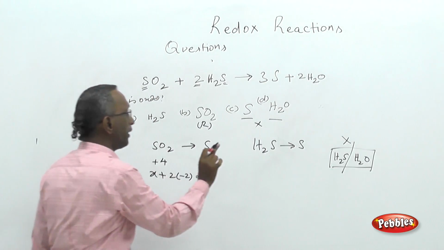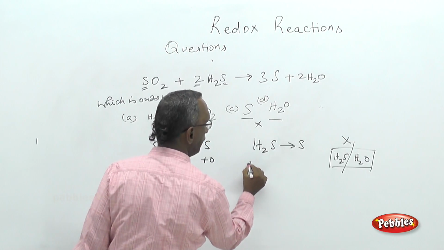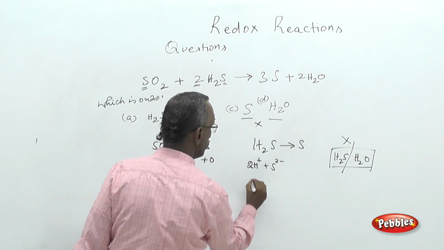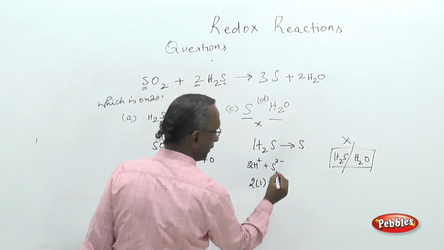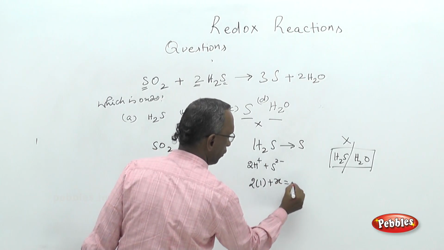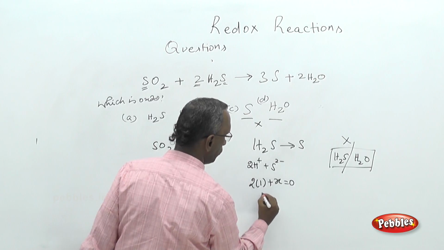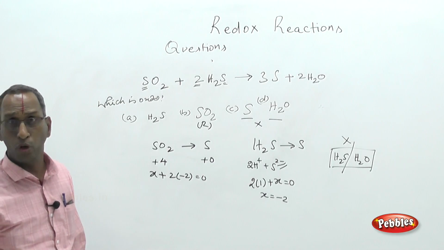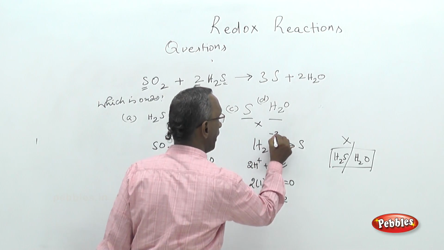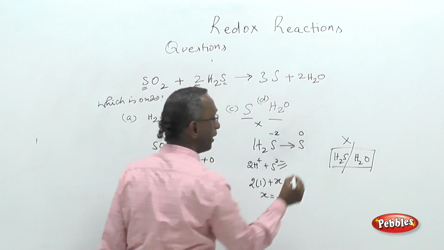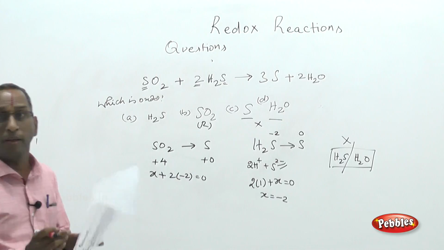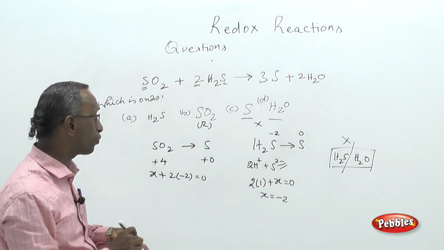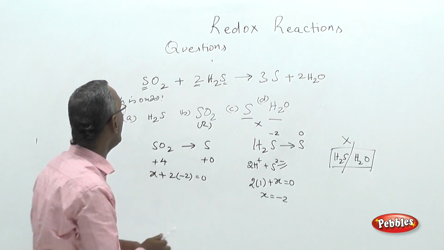The other possible reactant is hydrogen sulfide. Hydrogen sulfide will split as 2H plus and S2 minus, or we take 2 into 1 plus x equals 0, so x equals minus 2. In either fashion its state is minus 2 only. So the sulfur oxidation state here is minus 2, and here it is 0. Elemental sulfur, elemental materials, their oxidation number is 0. So the oxidation state rises from minus 2 to 0. There is an increase in oxidation state.